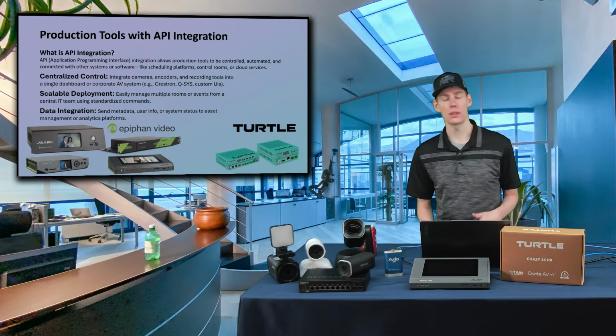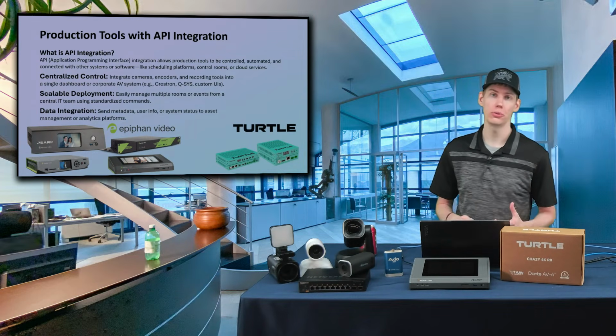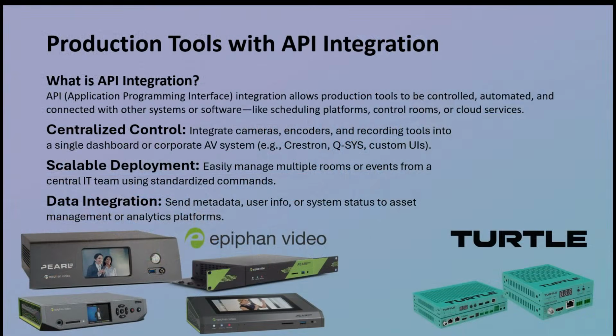Now, the next thing that I wanted to talk about is production tools with API integration. So now, what is API integration? API integration allows production tools to be controlled and automated and connected with other systems or software like scheduling platforms, control rooms, or cloud services. A perfect example of these is like QSys or Crestron, something like that.